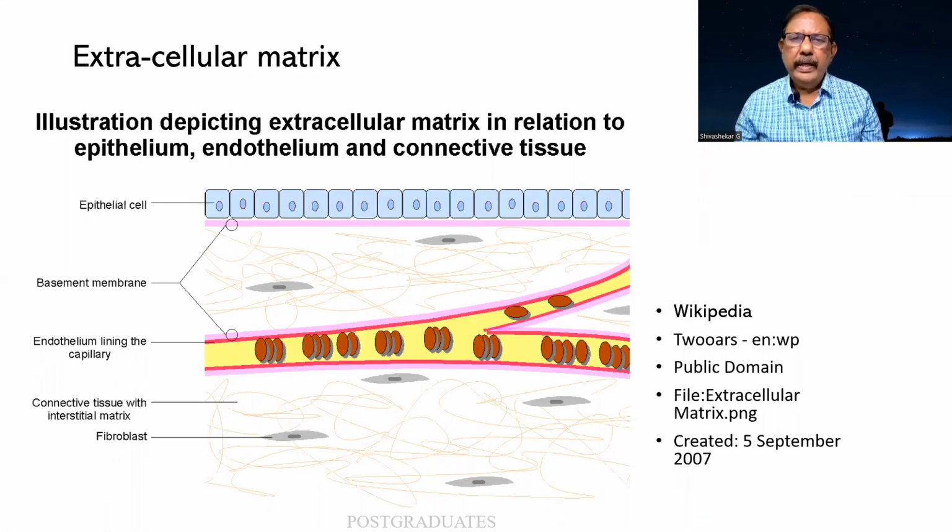This is a simple diagram of the extracellular matrix thanks to Wikipedia. This is an illustration between the extracellular matrix over here in relation to the epithelium, the vascular endothelium, and the intervening connective tissue. So, this is a layer of epithelium. There is a basement membrane. The matrix is over here. Again, the basement membrane of the blood vessel, the vascular endothelium. We shall have it in mind.